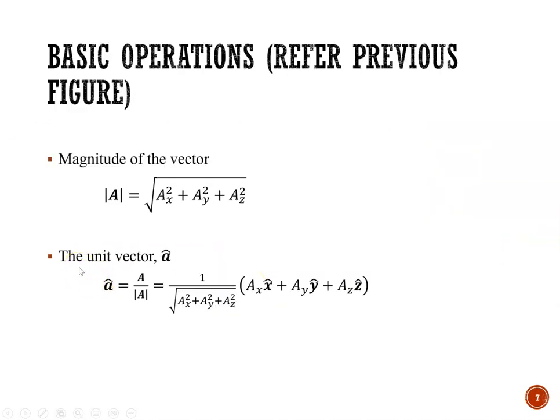Next, how to find out the unit vector, which is a hat. So a hat is equal to vector A divided by the magnitude. So that would be ax x hat plus ay y hat plus az z hat divided by the square root of ax squared plus ay squared plus az squared, which is the one on top here, the magnitude.